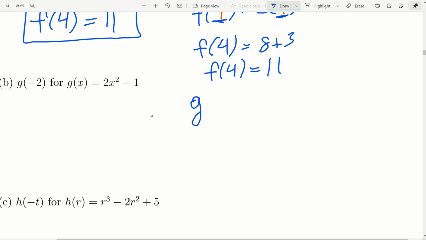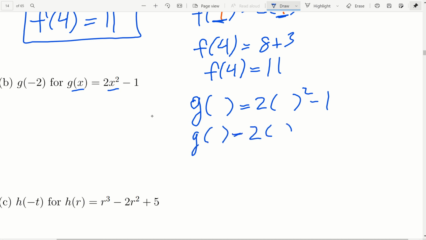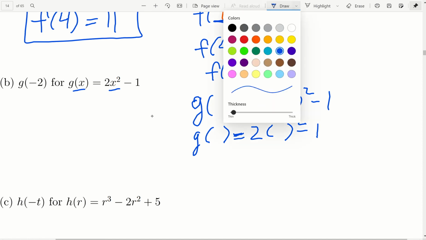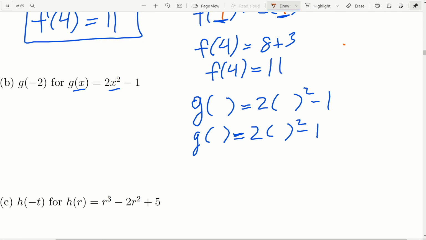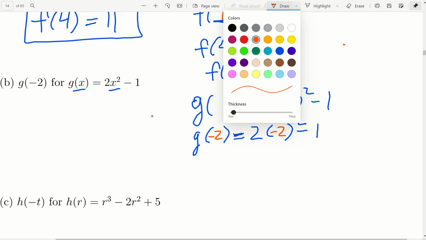So let me just copy this down. g of x is a function such that we take our input, we square it, we multiply it by 2, and then we subtract 1 from it. So I've copied down my statement form. It looks like this. And now we are asked to evaluate g of negative 2. So everywhere we see an x in the expression for g, I'm going to replace it with the value negative 2.